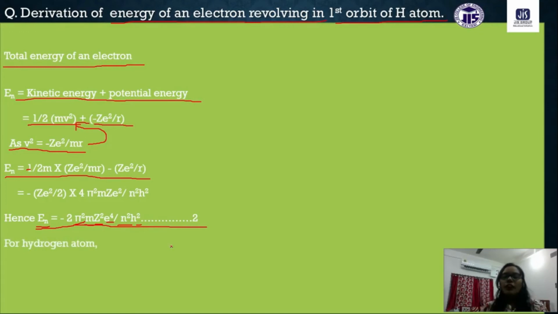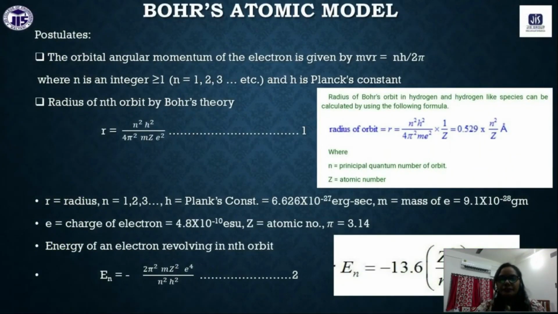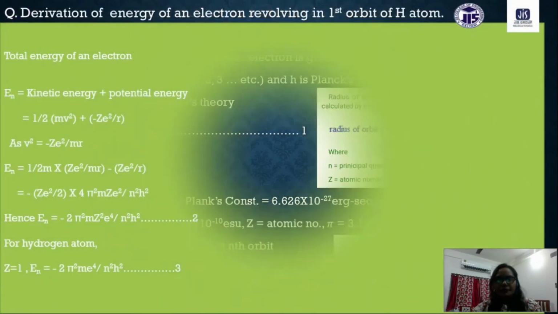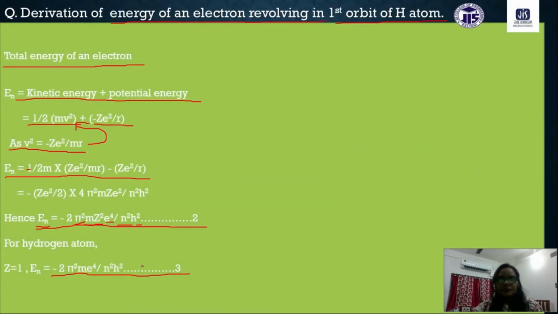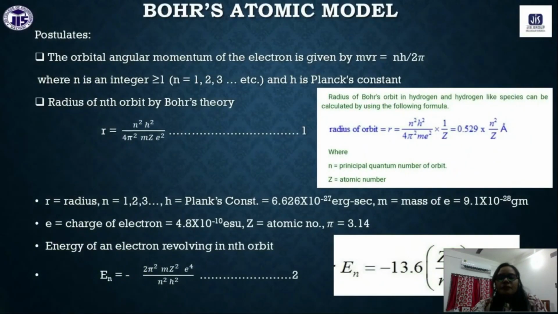So for the hydrogen atom, what will happen? n equals 1 and Z equals 1. So put these values into this equation number 2. What will we get? If Z equals 1 and n equals 1, we will get minus 2 pi square m e to the power 4 by h square. This is the final equation that we have already seen.